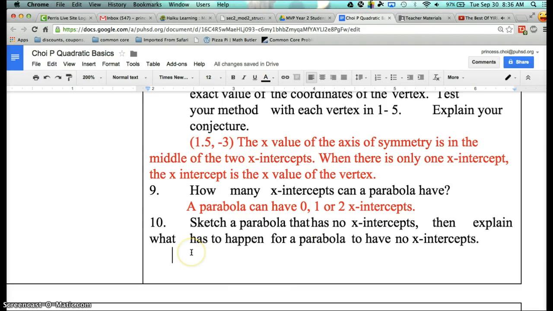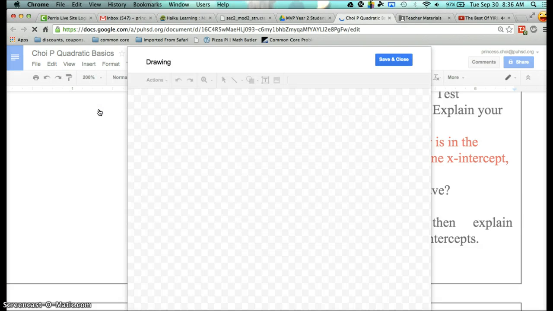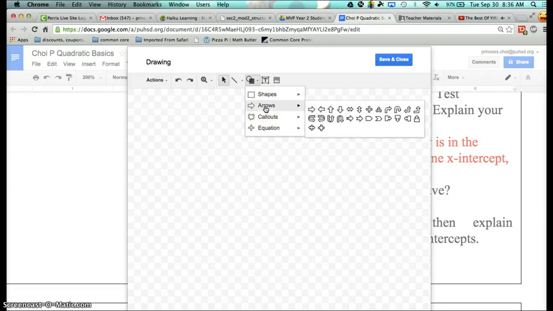Now, for question number 10, we have to insert a drawing because we have to sketch a parabola that has no x-intercepts. Okay? So then what we have to do is go into insert. Let's go into insert and then click on drawing. And we did this before, right? So insert and then drawing. And so now what we have to do is draw a parabola. Let's see if we have a parabola here somewhere. Can we find it for me? Found it.